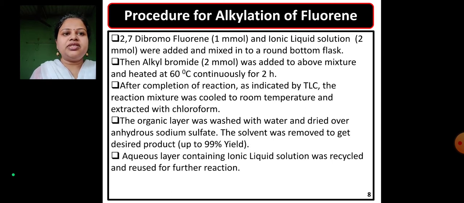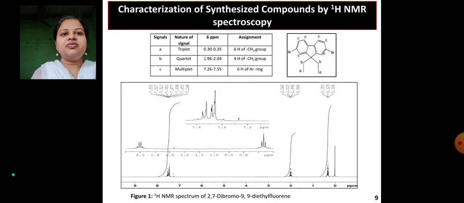After completion, the reaction mixture was cooled to room temperature and extracted with chloroform. This extracted chloroform organic layer was washed several times with water and dried over anhydrous sodium sulfate, and then the solvent was removed to get the desired product, which has a 99% yield. Now, this slide shows the characterization of the synthesized monomer.